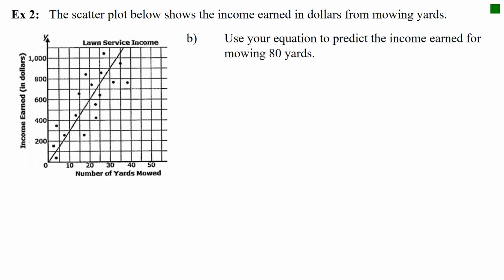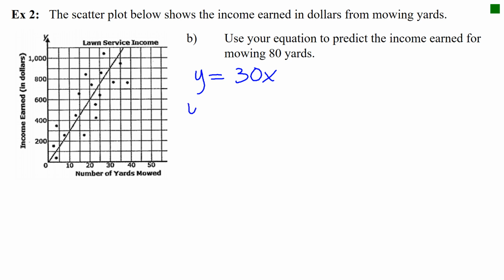Example 2, continued. We're looking at part B now. Use the equation to predict the income earned for mowing 80 yards. In part A, we came up with the equation y equals 30x. Keep in mind the y-intercept was 0, so there was no need to put it, but we did calculate slope. Now we need to figure out the income earned for mowing 80 yards.